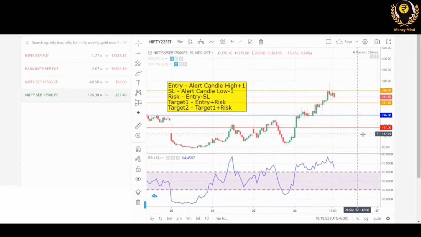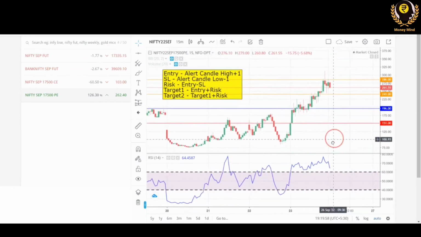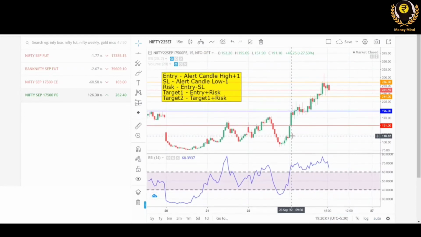I've defined my entries, my stop loss, my targets, everything has been defined now. I enter above this high with a stop loss of 151. As soon as I get to my first target, I have to trail my stop loss. Now, here I can do two things. If I'm trading with one lot, I will trail the stop loss. If I'm trading with two lots, I will book the profit of first lot and trail the stop loss of second lot, cost to cost.